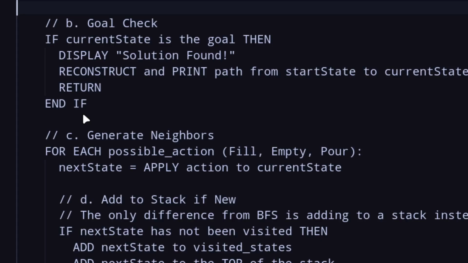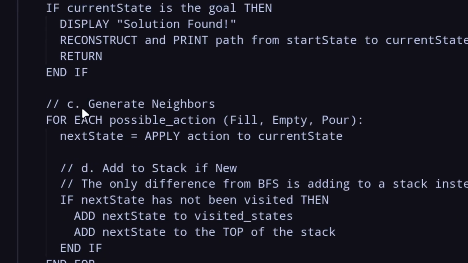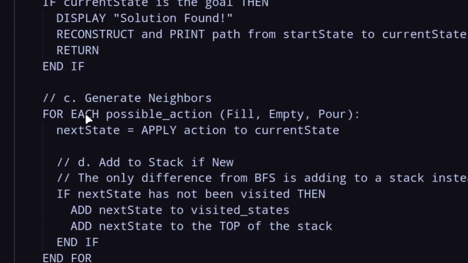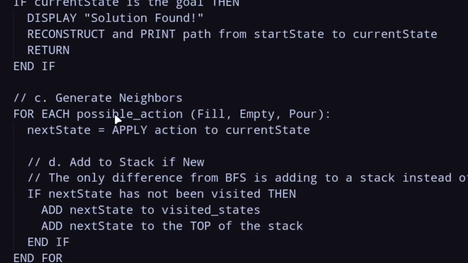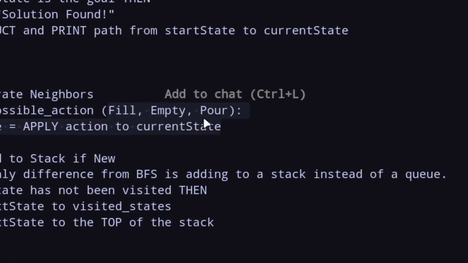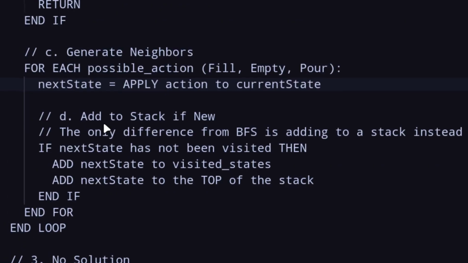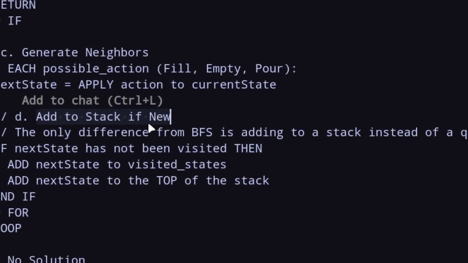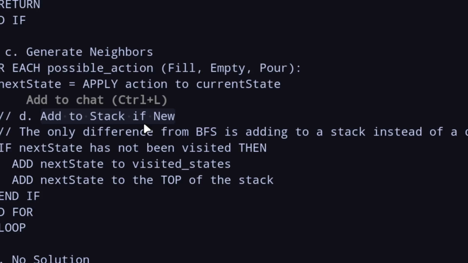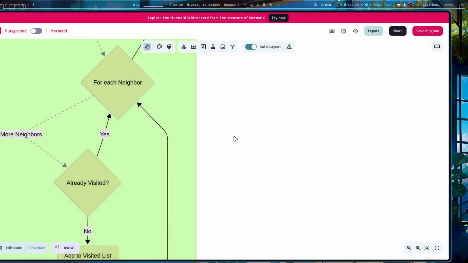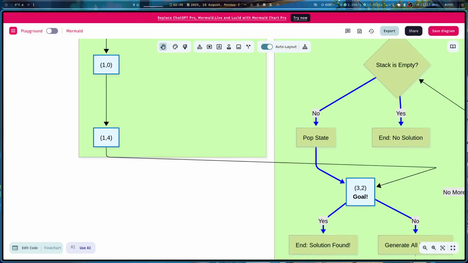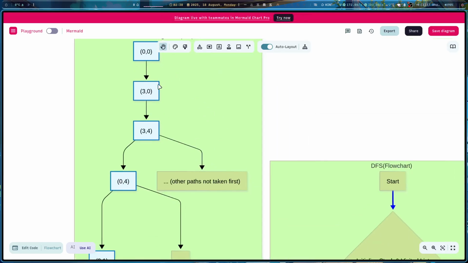Now, if that is not the case, then you generate the neighbors. I should actually mention, it's like the people who are on the same level. After you generate the neighbors, for each possible action, which is fill, empty, and pour, you apply that action to it. Now you add to the stack if this is a new state. Suppose you filled up. If I just go back to the diagram again, let me show you.